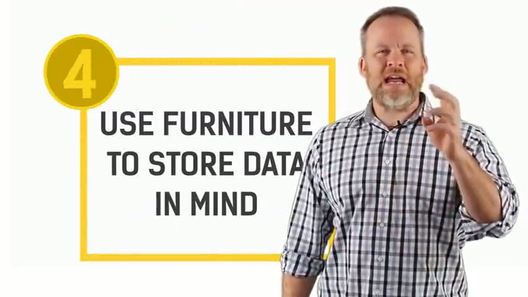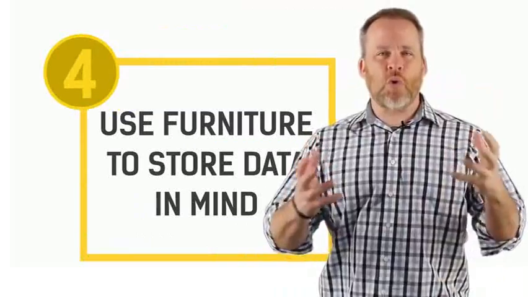Step number 4 is you use the pieces of furniture in your room to store the data. The first point that you want to memorize is Abraham Lincoln was born in Kentucky. So you think of a penny, and a penny is racing around the Kentucky Derby. Now you take that picture and you put it on the first piece of furniture in your house. Maybe the first piece of furniture in your house is a table. So a penny racing around the Kentucky Derby.